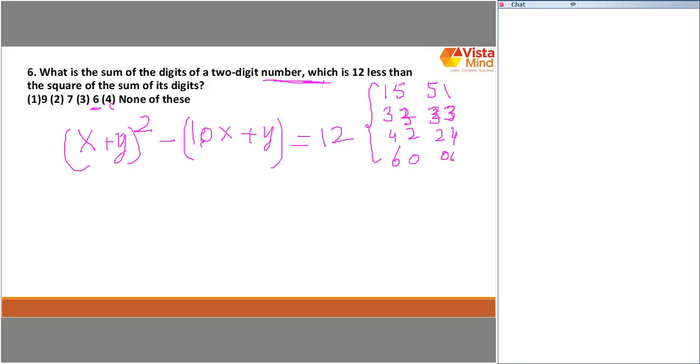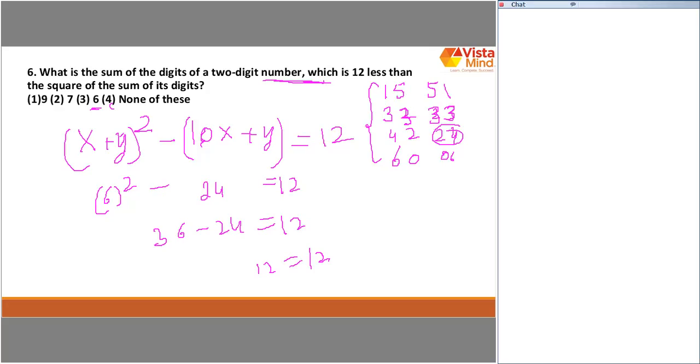Let us try to put 2 and 4 over here. If it is 10 into 2 plus 4, that is 24, over here it will become 6 square, because 2 plus 4 is 6. And the difference: 36 minus 24 equals 12, hence 12 equals 12. You can see that on taking the number as 24, this satisfies the equation which we have formed. Hence the sum of the digits is 6.